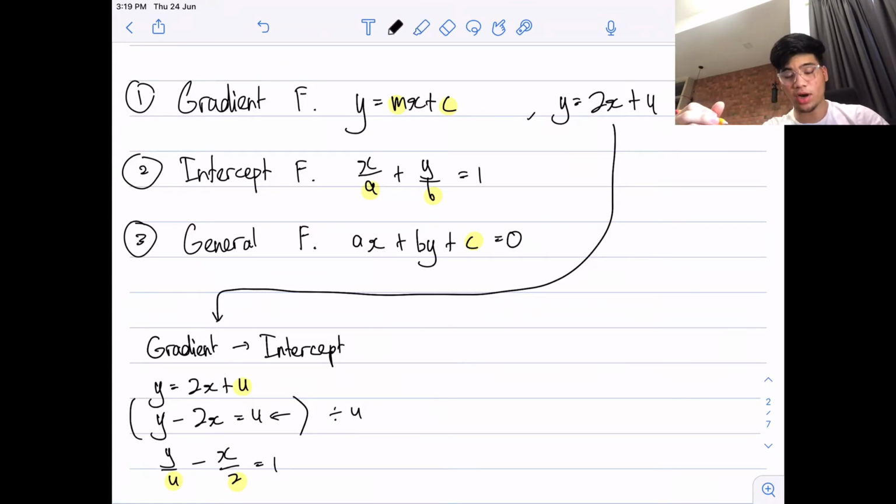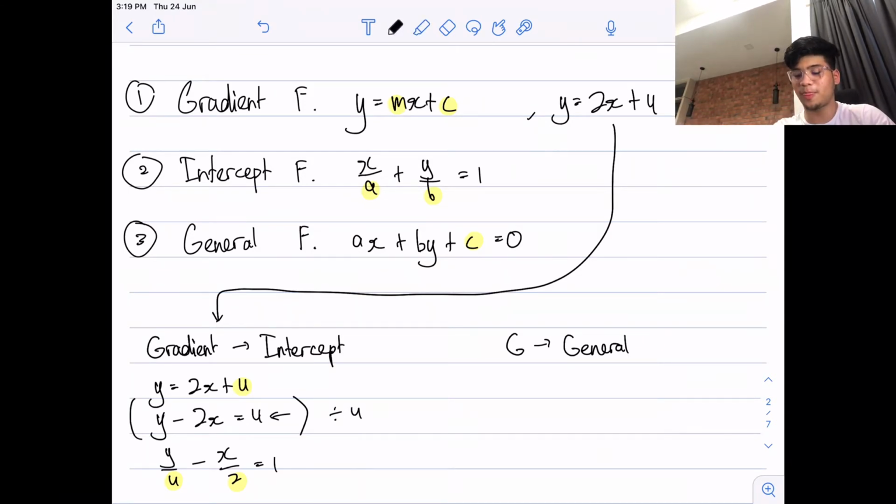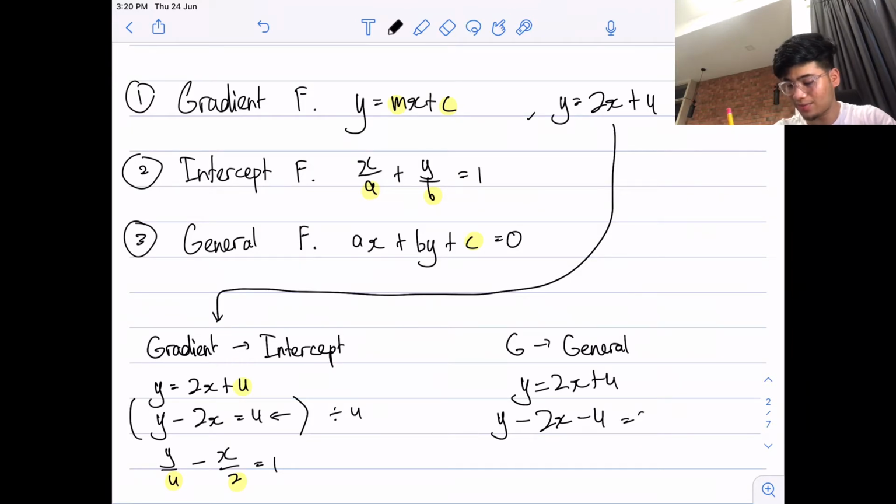So now let's try gradient to general form. General form is much easier. It's just like normal algebra. You just bring everything to the left side. So y equals 2x plus 4. Let's just write it back down: y equals 2x plus 4. Bring everything to the left side: y minus 2x minus 4 equals 0. And you already got your answer. That's the general form right there. Alright? So that's just it about the forms. Just remember them.